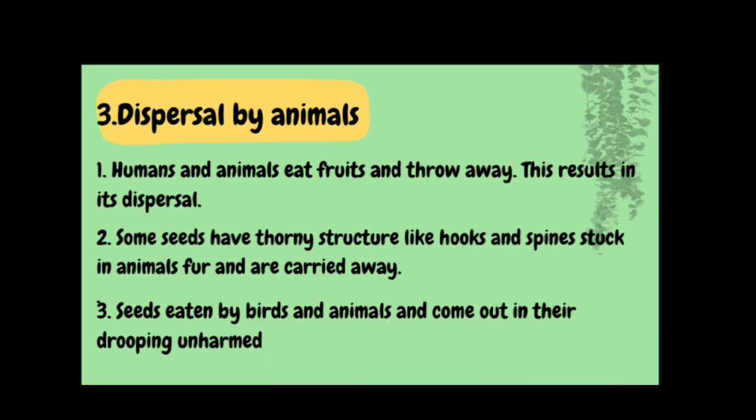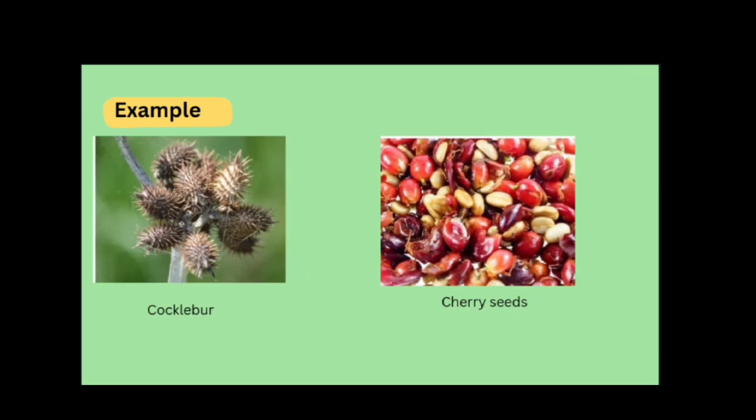Dispersal by animals. Animals and human beings eat fruits and throw seeds away. This results in dispersal of seeds. Some seeds have thorny structures like hooks and spines. In cockleburr seed you can see this. These seeds get stuck to the fur of the animal and are carried away. Some seeds are eaten by birds and animals and they come out in their droppings unharmed. And thus they are dispersed from one place to another. In case of cherry seeds, this happens.